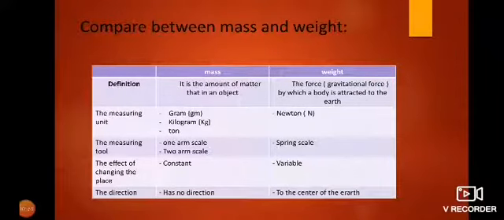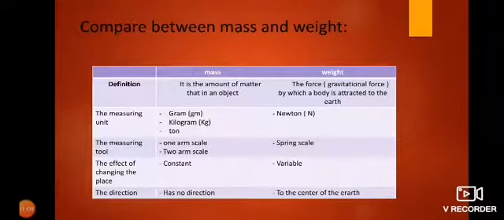The measuring unit of mass is gram, kilogram and ton. And the measuring unit of weight is Newton. The tool that is used to measure the mass is the one-arm scale and two-arm scale. The measuring tool of the weight is the spring scale.